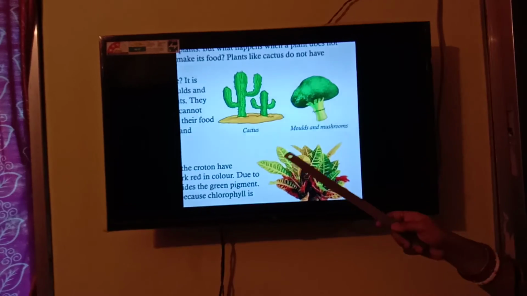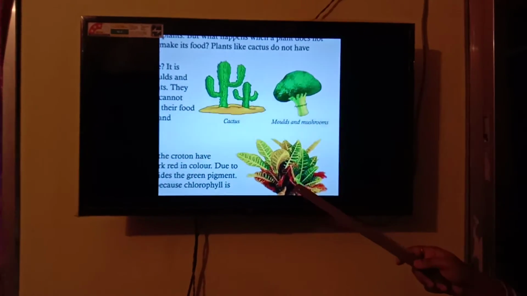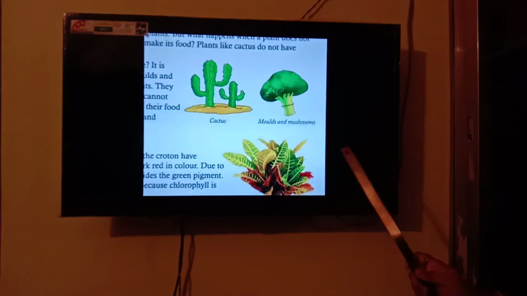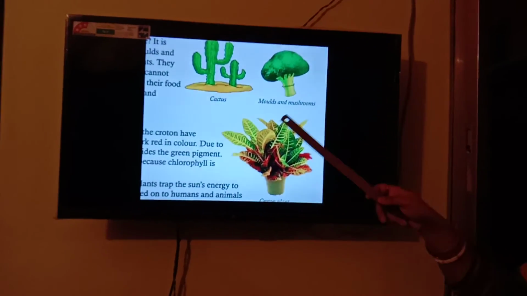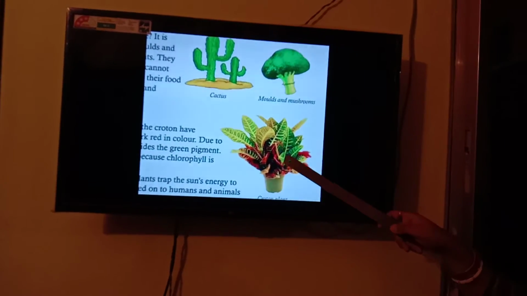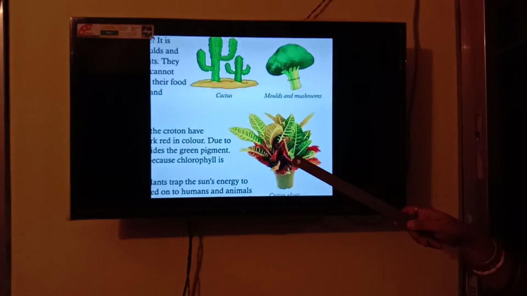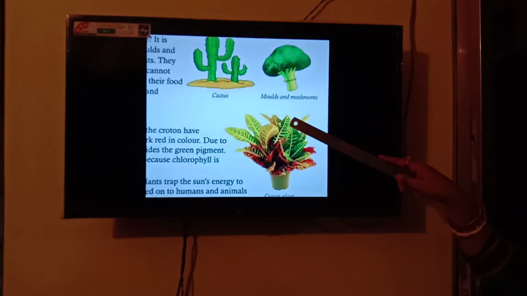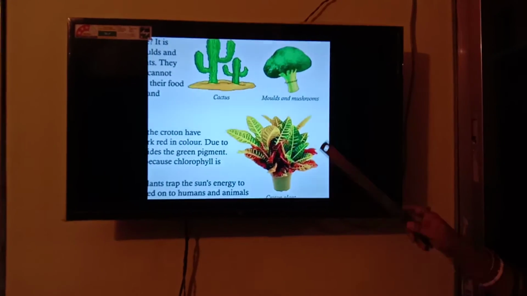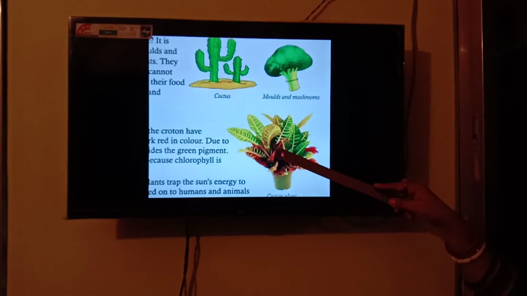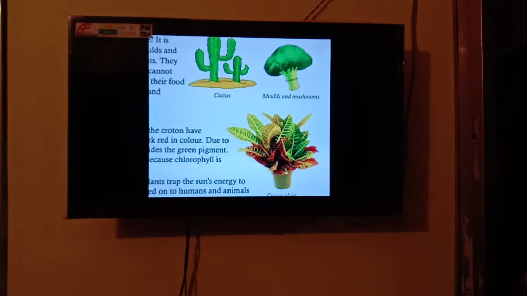And this is the picture of a protonema plant. Everyone look at the picture. This plant has chlorophyll, the green pigment, but it also has dark red pigments, or dark red color. This dark red color hides the green color. Understand? But they are able to prepare their food.